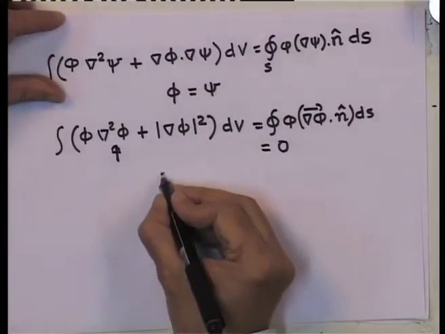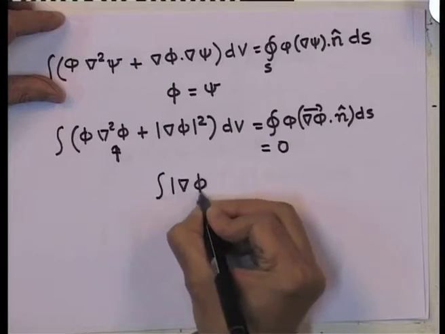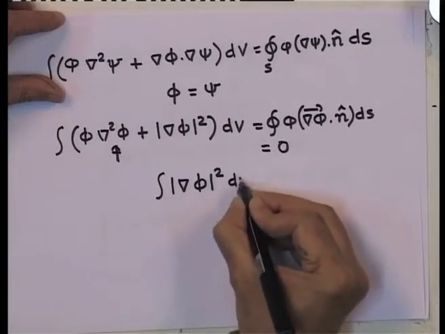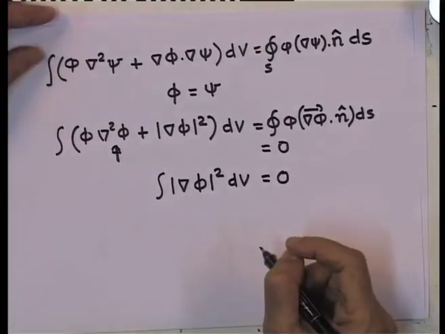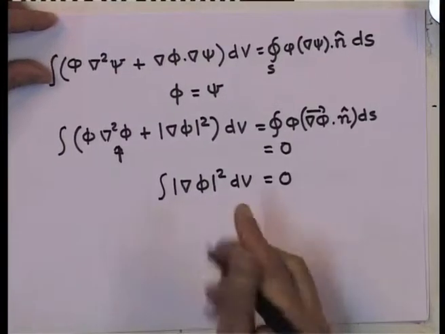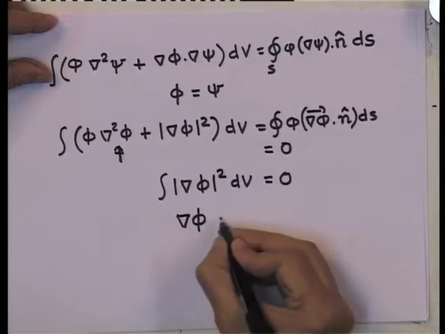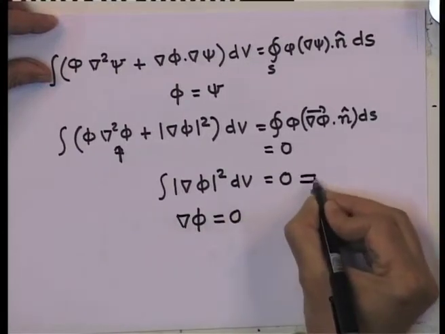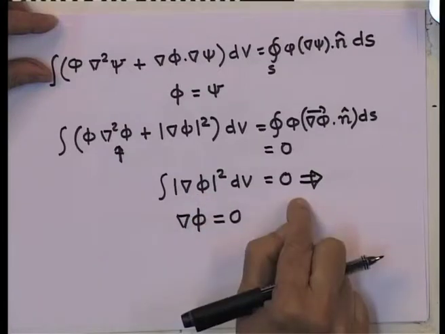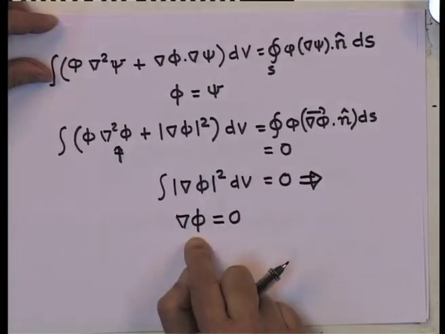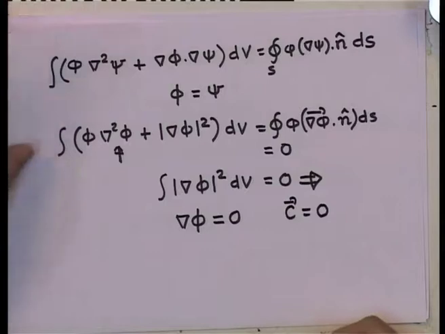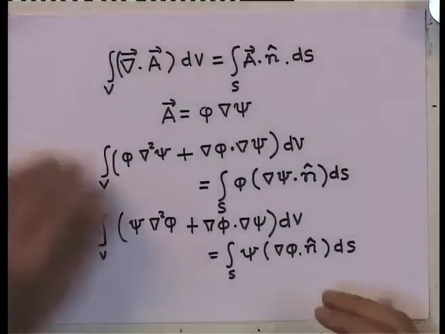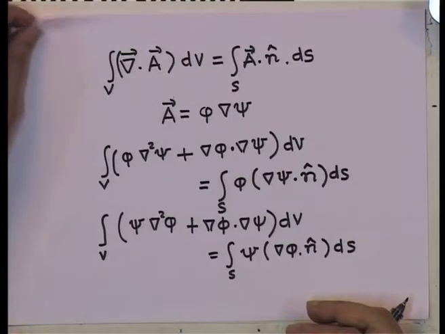That tells me that the integral of the absolute square of del phi dV is equal to 0. Now, the absolute square of del phi is an integral over positive terms. It cannot be 0 unless the gradient of phi is 0. This implies that the gradient of phi must be 0. But what is the gradient of phi? It is nothing but minus C. So, therefore, C is equal to 0. So, that proves that C, defined as A minus B, cannot be a distinct vector function.